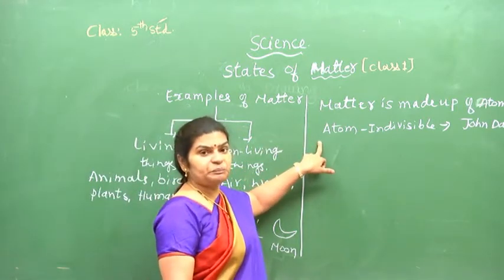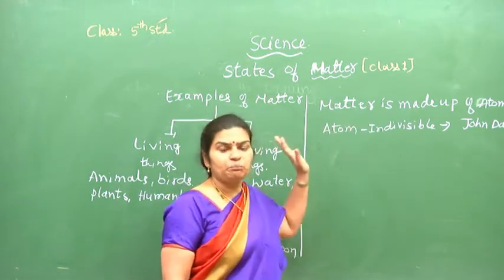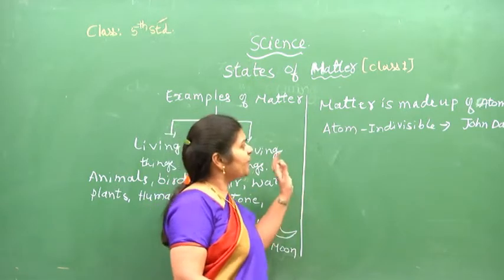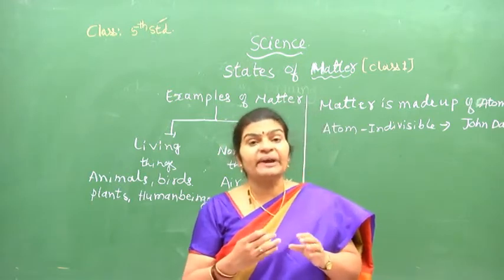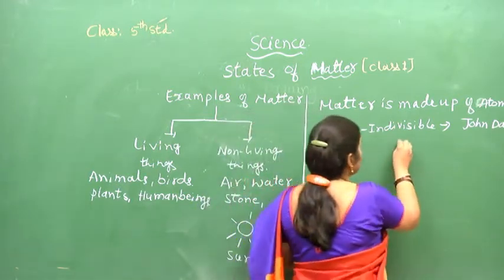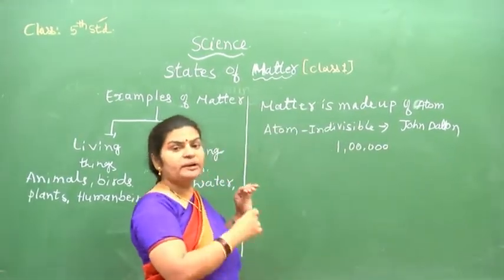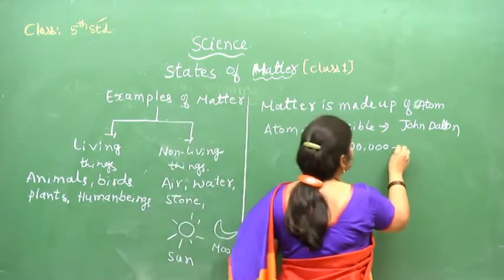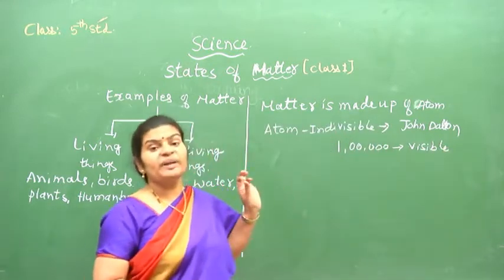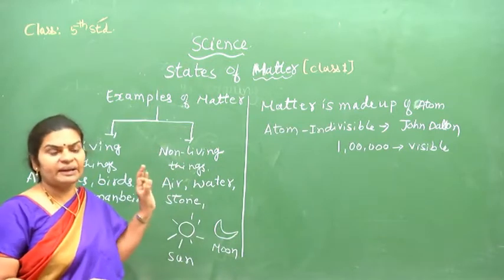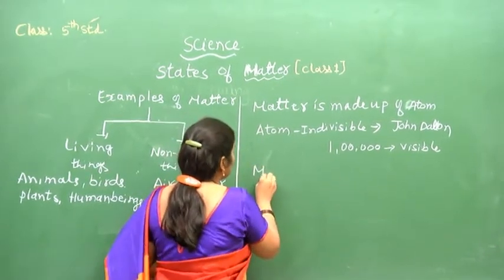Now what is an atom? We say it is the smallest particle of any matter. Then to make this smallest part visible, how many atoms do we have to take? If you take more than 1 lakh atoms grouped together, then it will be visible to us. Otherwise, we cannot see a single atom. Then the next thing we are going to consider is the molecule.